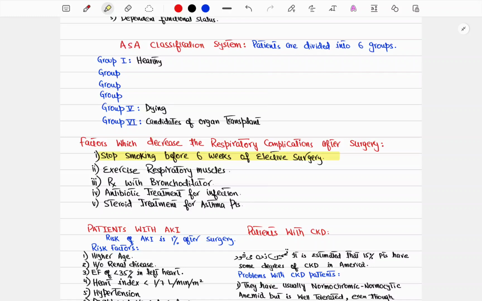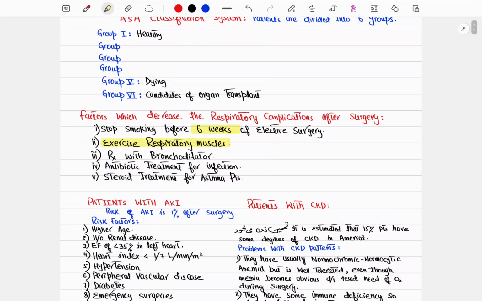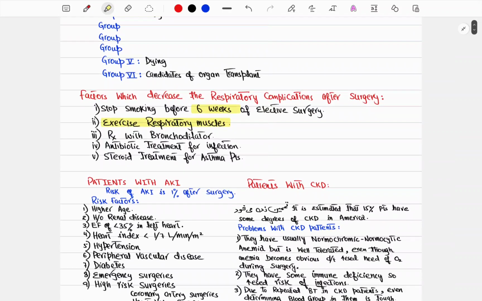For elective surgeries, we should tell them to stop smoking almost 6 weeks before. Then we should tell them to start exercising the respiratory muscles. We should also tell them to use bronchodilators. We should give antibiotic treatment for any suspected pulmonary infection. And if the patient has asthma, he should be treated with steroids before surgery.